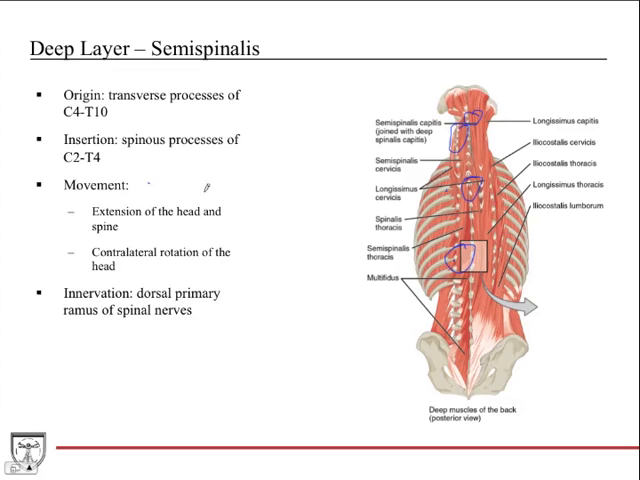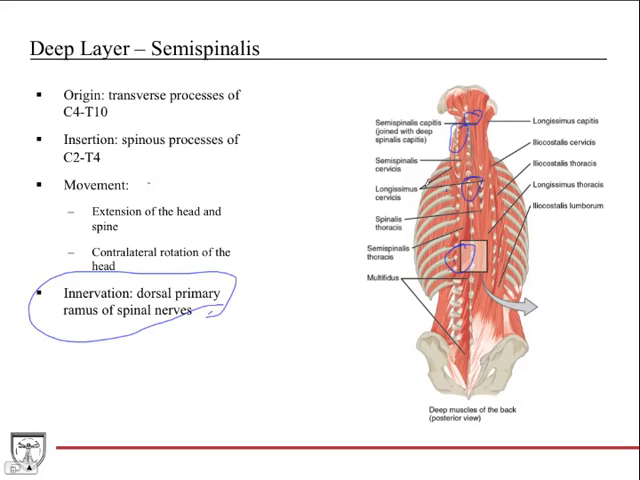Okay? Now, the movement here is extension of the head and the spine, and then also contralateral rotation of the head. So what does that mean? That means if the left side semispinalis contracts, it can rotate the head to the right. If the right side semispinalis contracts, it rotates the head to the left. Contralateral, the opposite side. Again, the innervation, dorsal primary ramus of the spinal nerves.